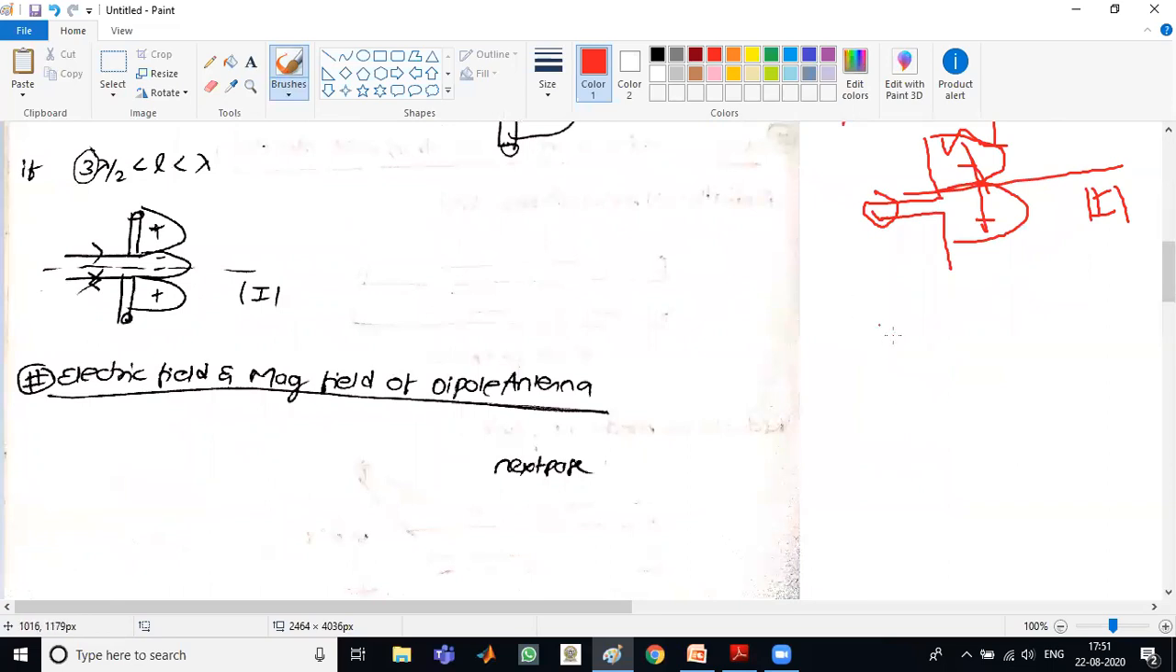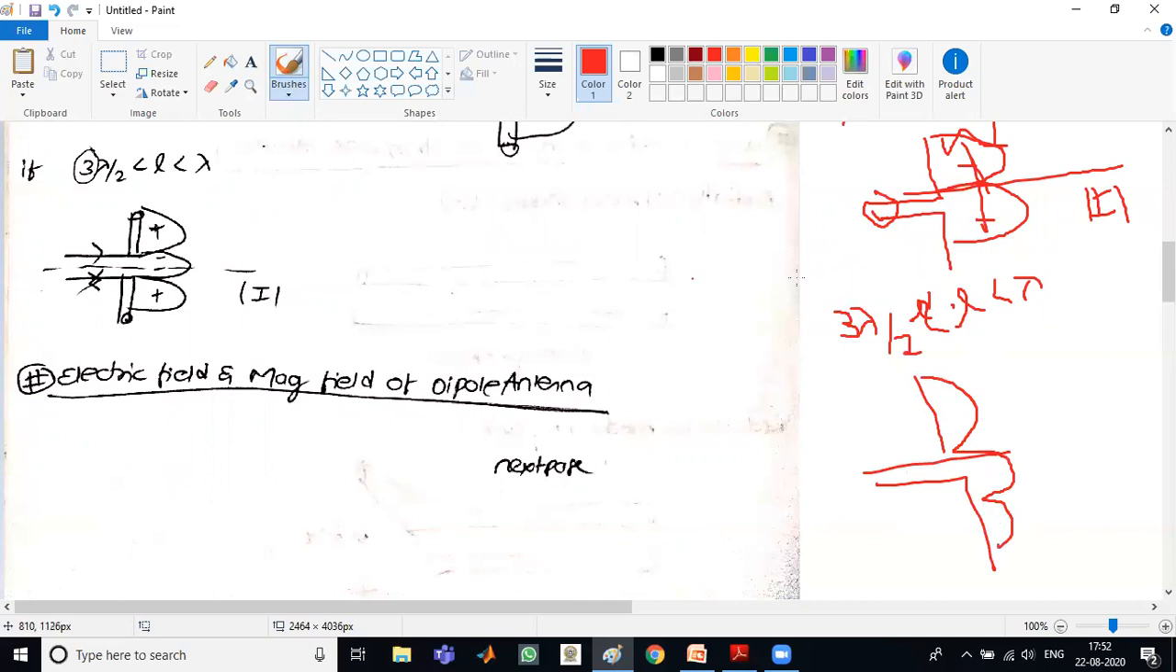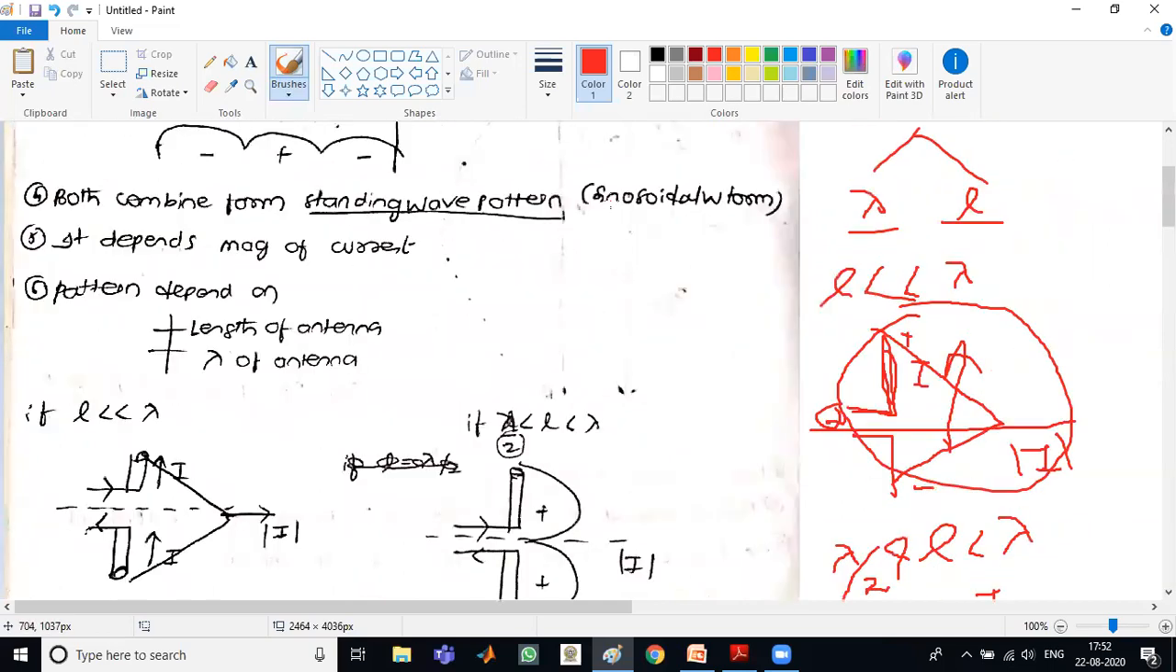And if the length is between lambda by 2 and 3 lambda by 2, then the charge distribution is 3 times. This is a very simple concept.